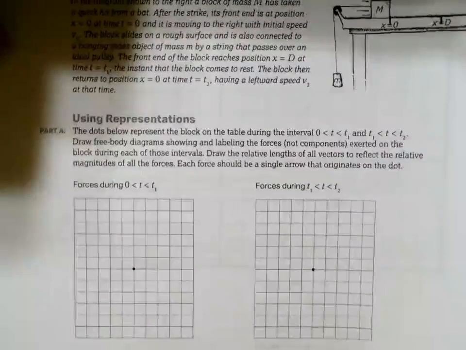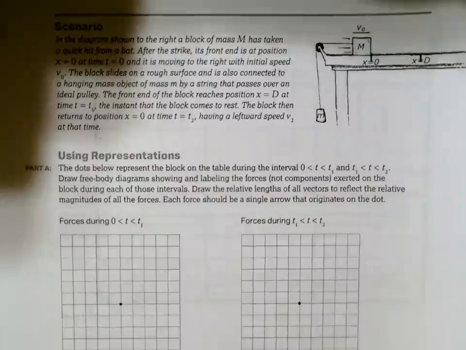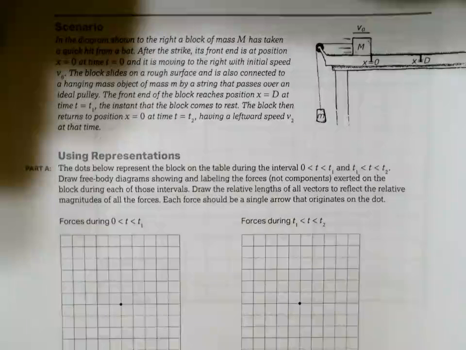This is 2J. We have a block of mass M. This is a pretty popular problem. We're going to drag something across the table. You might actually see this in class. It's taking a quick hit from a bat.